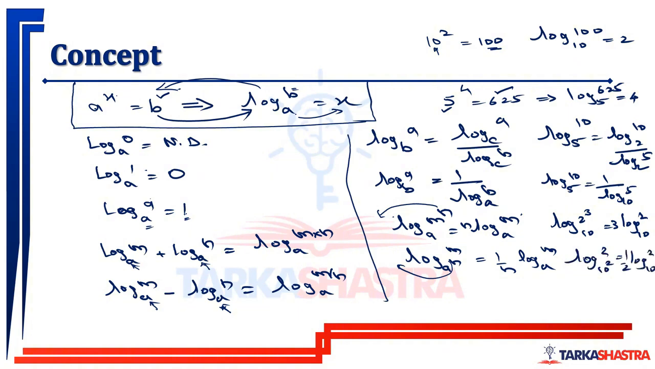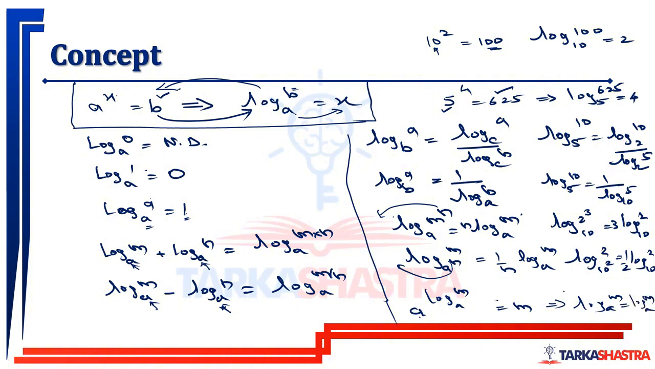Followed by last property which we have is a to the power log m to the base a. A to the power log m to the base a can be written as m. Very rarely I have seen the use of this property. Okay, but then application of it is easy. Log m to the base a is equal to b. No, what is b? Log m to the base a.